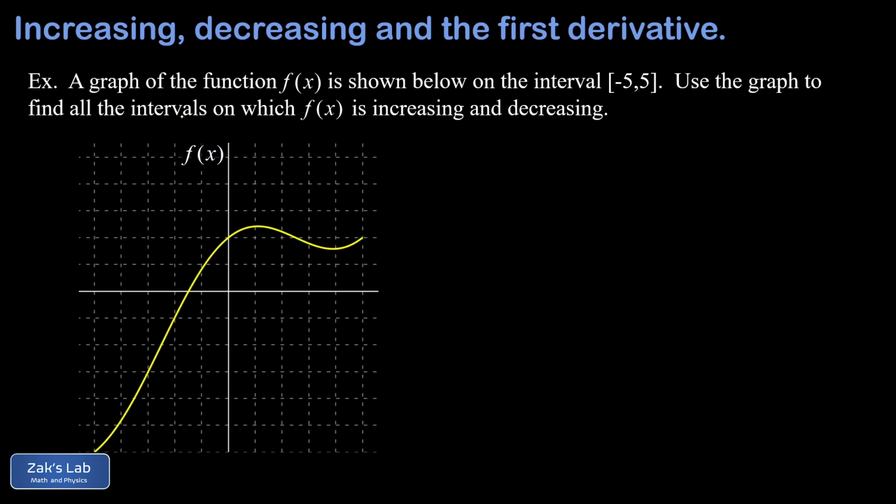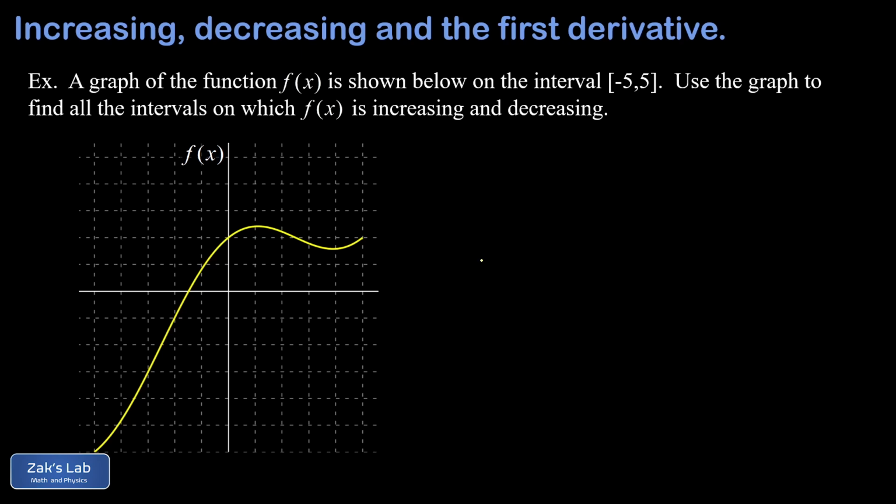So in our first example, we're told we're looking at a graph of a function f of x on the interval -5 to 5, and we want to use the graph to find all the intervals on which f of x is increasing and decreasing. Now, it's a fairly safe assumption in a problem like this that the boundaries of the regions of increasing and decreasing are going to happen at integer values, just to make it so we can actually read the answers off of the graph.